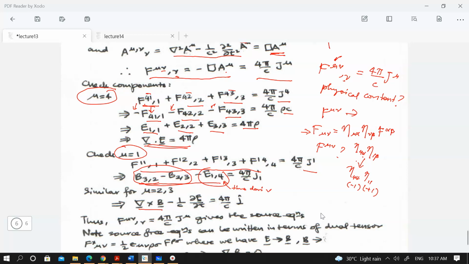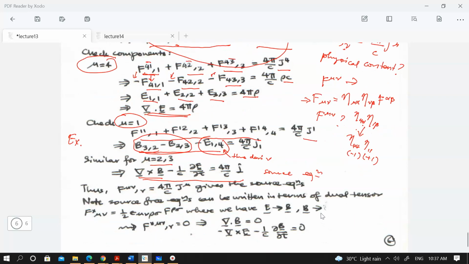So you can check for the rest of this. I leave this as an exercise for you to do. Check for mu equals 2, check for mu equals 3, and then combine all these three equations to form the other source equation. So this equation that you had earlier equals that. Sorry about that, since the cursor is not working, which is this one, gives you the source equation.